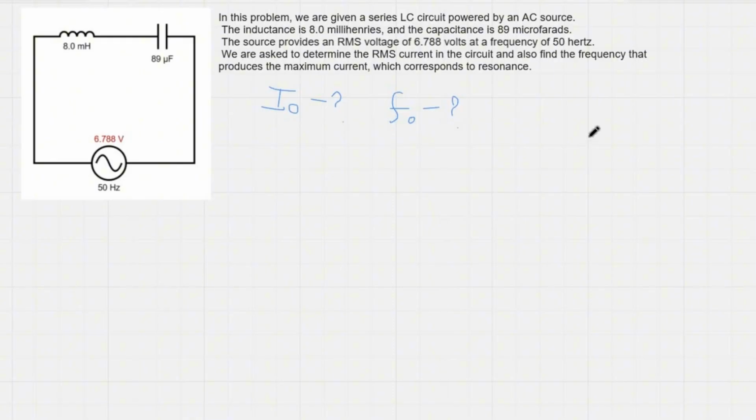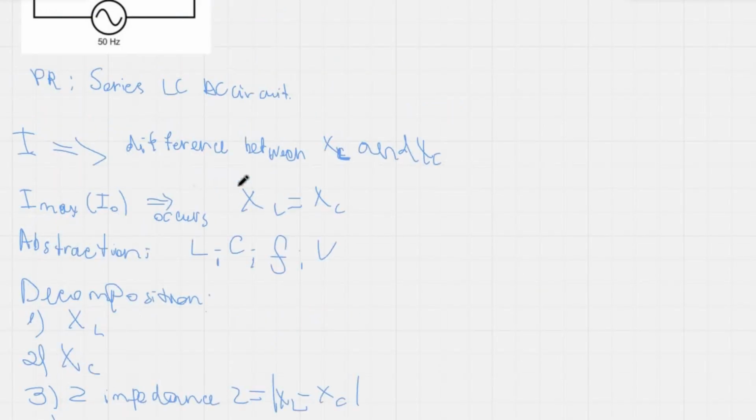So I also use the PRADA structure to solve this problem. First of all, let me write it all out: pattern recognition, abstraction, decomposition. Then I will explain the problem step by step. So here is the PRADA structure. As given, it's a series LC circuit with an alternating current source. The key pattern is that the current depends on the difference between inductive reactance and capacitive reactance. The maximum current occurs at resonance, and resonance happens when these two reactances are equal to each other.